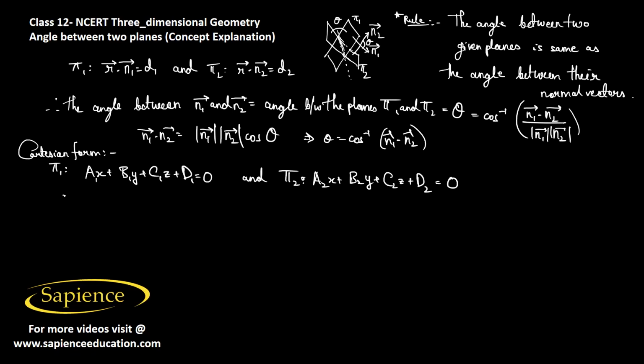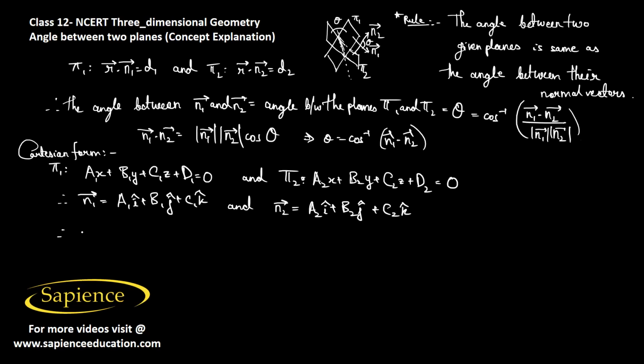Then the normal vector to the plane pi1 will have the direction ratios a1, b1 and c1. So n1 vector can be written as a1 i cap plus b1 j cap plus c1 k cap. Similarly, the normal vector to the plane pi2 will have the direction ratios a2, b2 and c2. Therefore n2 vector can be written as a2 i cap plus b2 j cap plus c2 k cap.